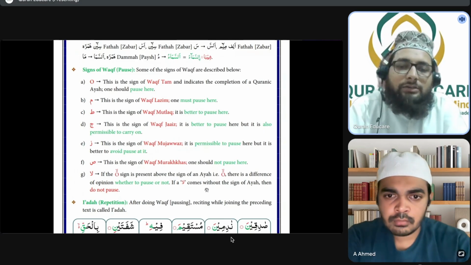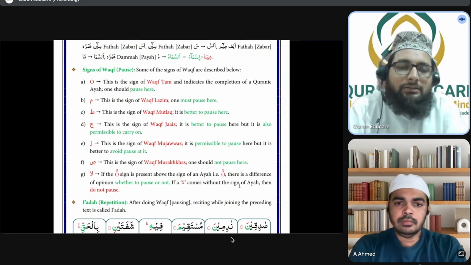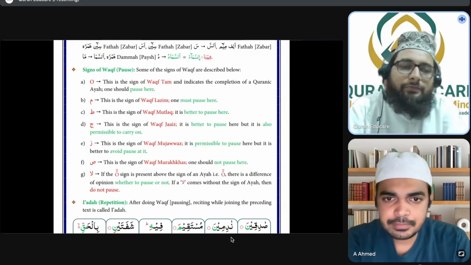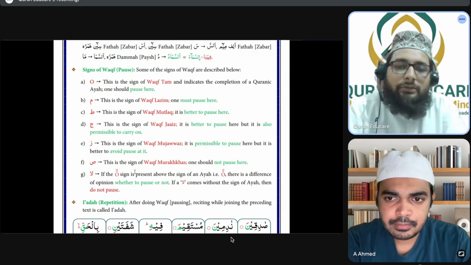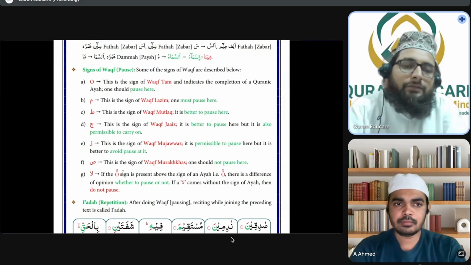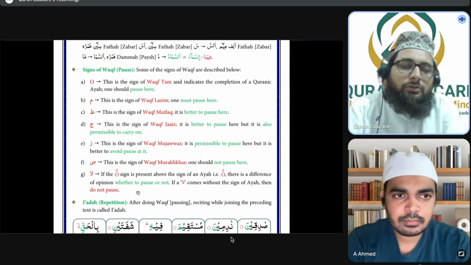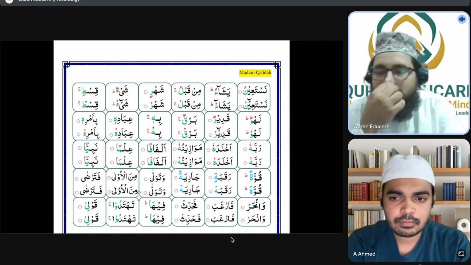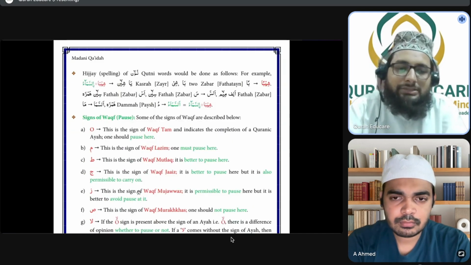So if laa comes without the sign of ayah, as I mentioned before, if it comes alone, then do not pause. But if it comes on the top of the ayah, there are different opinions to pause or not. So it's permissible to pause or you can carry on as well.